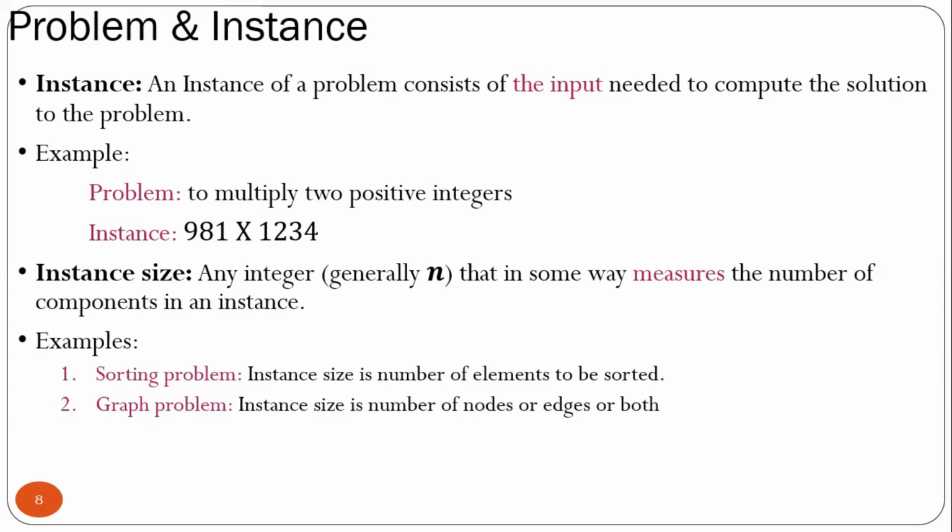For sorting problems, if we are sorting numbers, whatever size of array you are giving, or the number of elements you are giving in an array to get sorted, is called the instance size. Similarly, in a graph problem, you are given a number of edges and a number of nodes. So when you count the number of nodes or the number of edges which are being given to you, or both, that will be your instance size. That means you have to solve the problem for this particular instance.